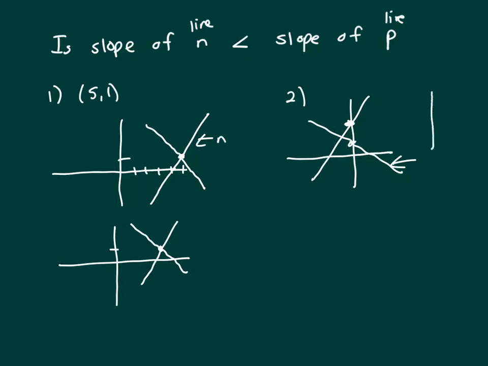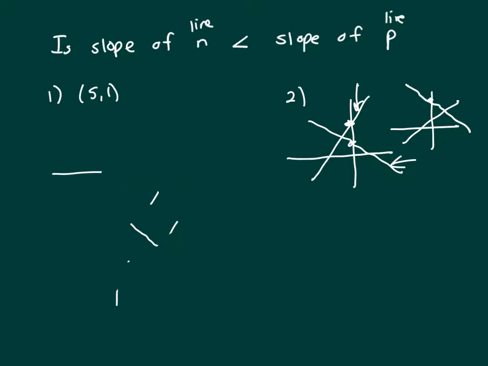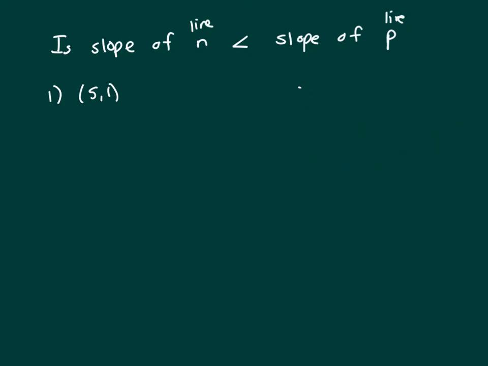If you have N going this way, negative slope, and P going this way, positive slope. Here, N's slope is less, but over here, N's slope is greater, so that doesn't work. Good grief. So what you do now is put both of those together, and let me erase. And I believe that's going to work. Let's put both clues together.